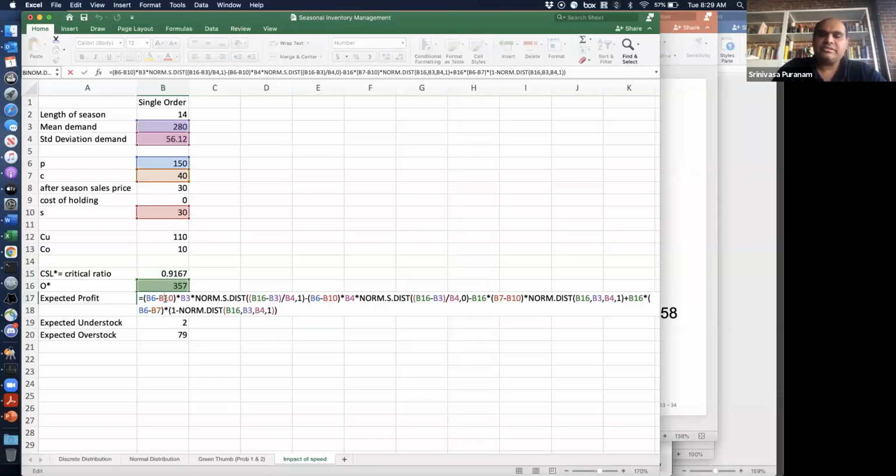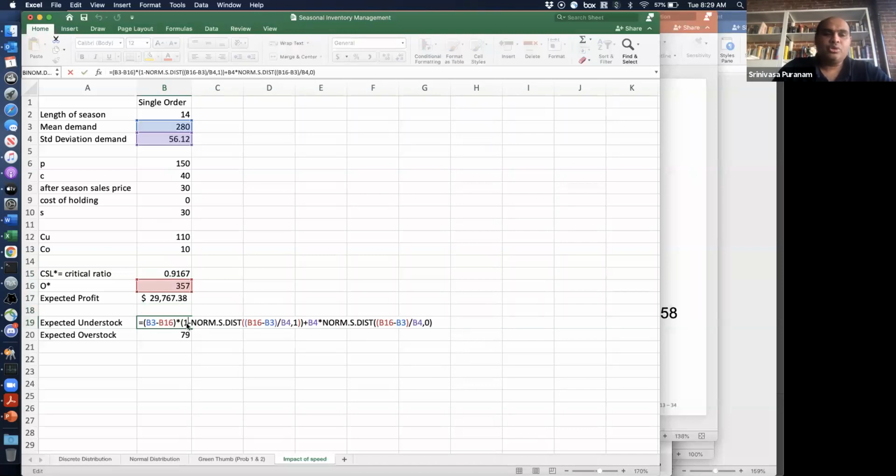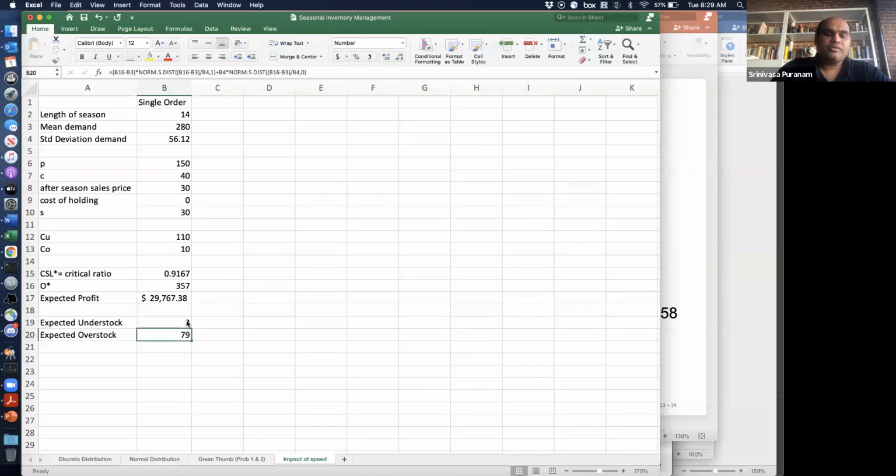Again, all the formulas are in there. It's the same formula that I typed out a couple of weeks ago. Once you have the formula typed up, you just have to type the formula once. After that, you just use this as a template. All right, so the expected overstock is 2 units. In case you do end up with an overstock, you expect an overstock of 2 units, and the expected understock is 79. So if you do end up with an understock, on average, what is the understock quantity?